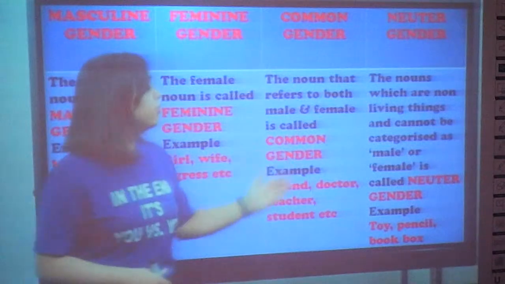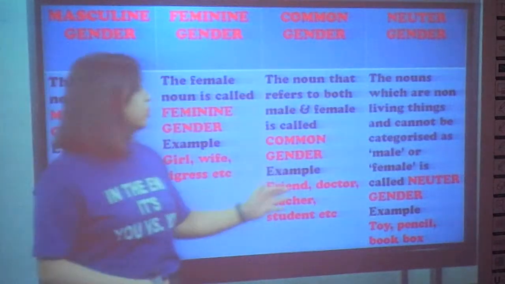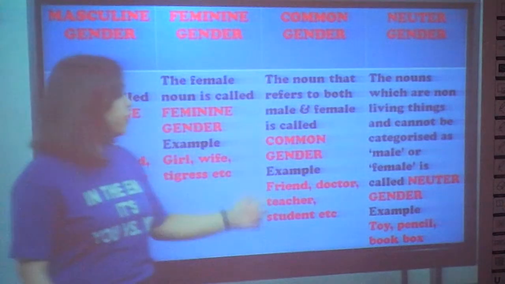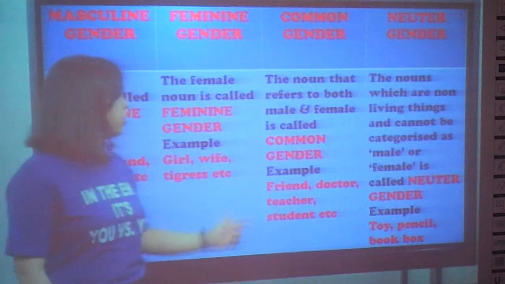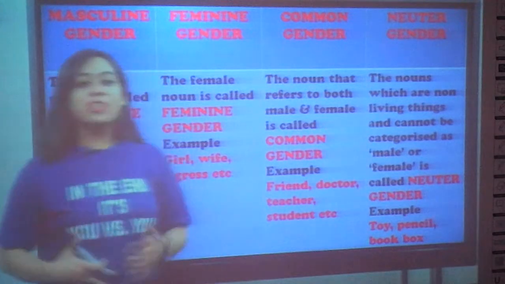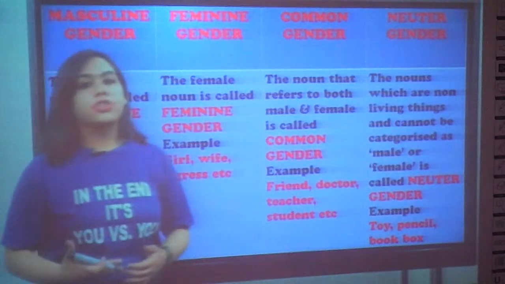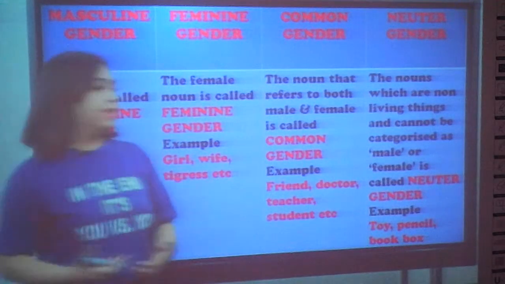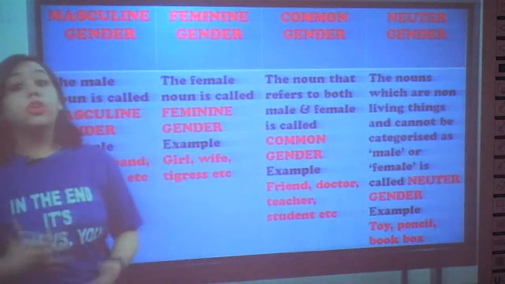Let us read. The noun that refers to both male and female is called common gender. For example, teacher, friend, doctor, student, etc. Okay, if I say my students love to learn English, so in students, there are all the male students as well as the female ones. Okay, let's move on to the neuter gender.